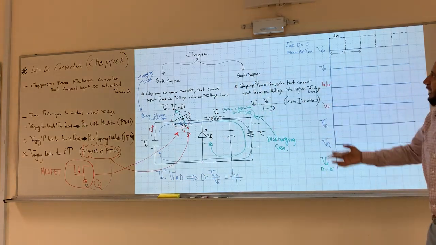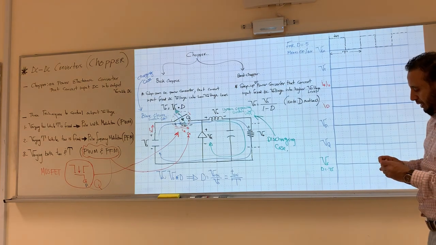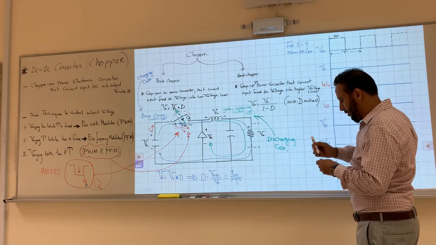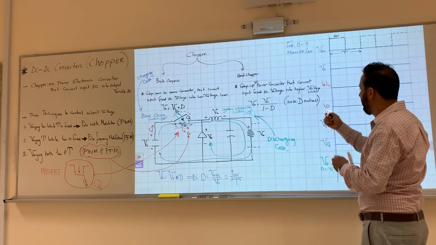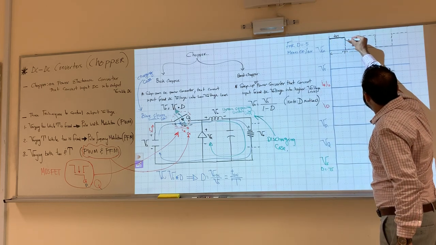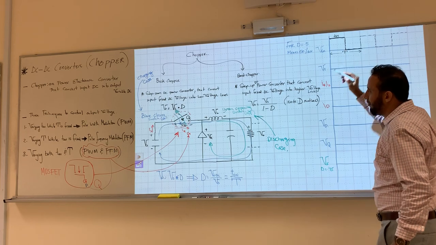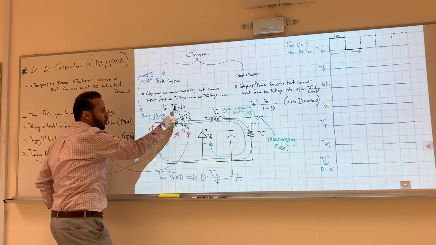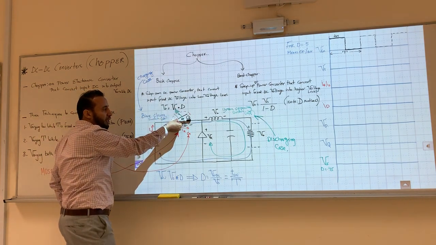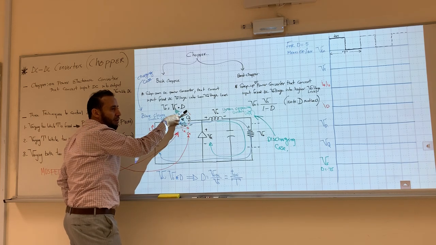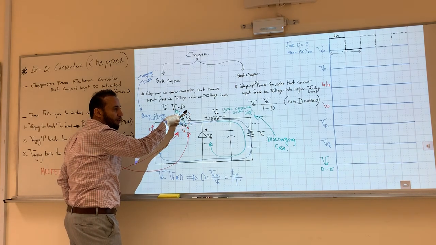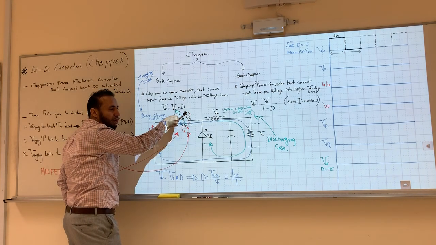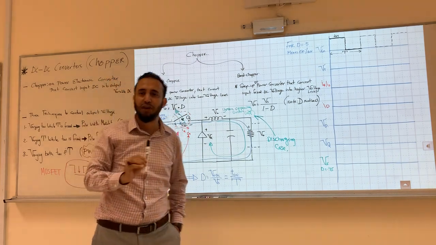So this is the gate. The gate is on for 50% of the time. This is T on, then it's off, then it's on. Let me show you how it will be for 50%. It will be 1, 2, 3, 4, 5, and then open, 1, 2, 3, 4, 5. That's when the duty cycle is 0.5.